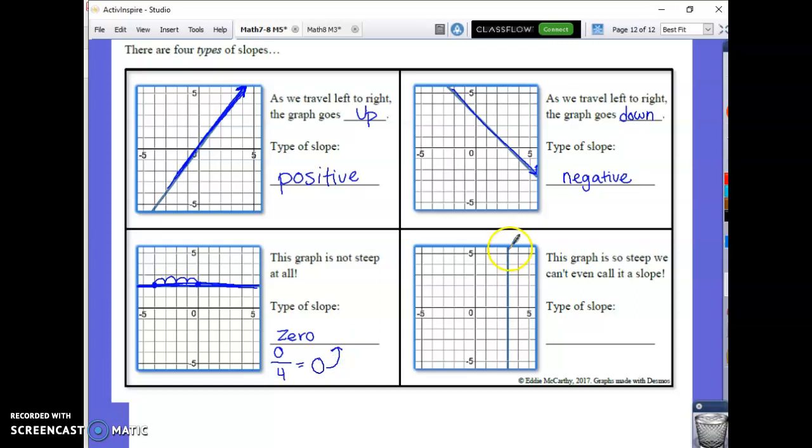And if you look at this, however, a vertical line, this graph is so steep, we can't even call it a slope. So if you think about it, you can drive down a 0 slope. However, you cannot drive down this, right? At least I can't in my Prius. So this is an undefined slope, or no slope.